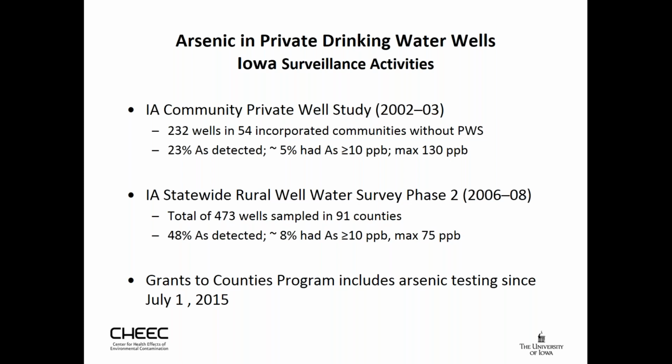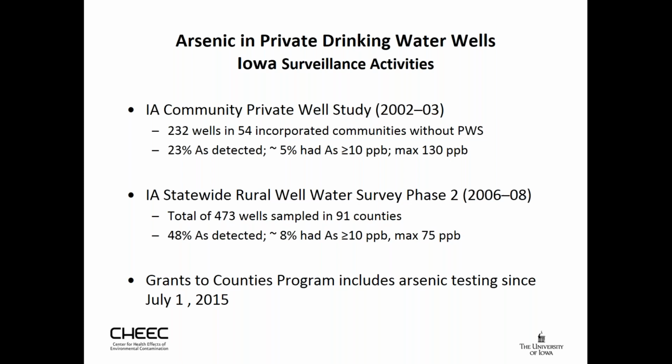In the Iowa statewide rural well water survey in 2006-08, we sampled almost 475 wells, and we found that almost half had detectable arsenic. About 8% had arsenic over 10, and we found a max concentration of 75 parts per billion. We also found that there were high concentrations of arsenic in the private wells in 31 different counties in that 2006 to 2008 study.